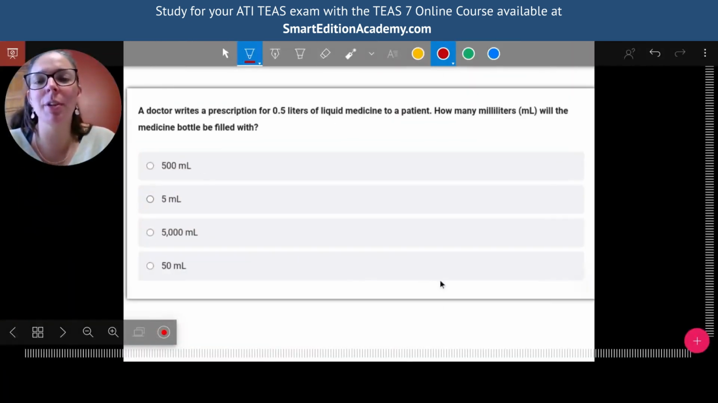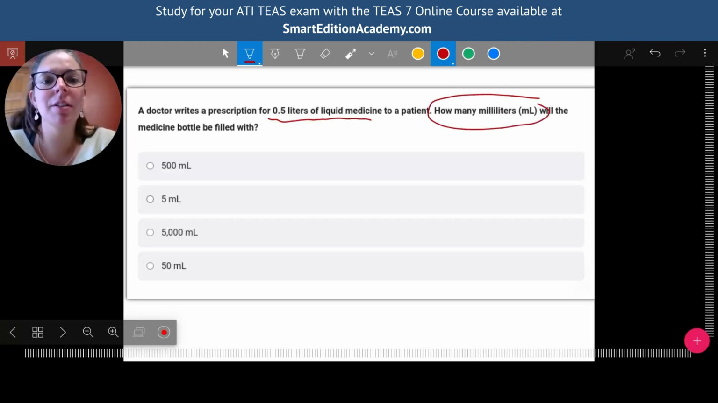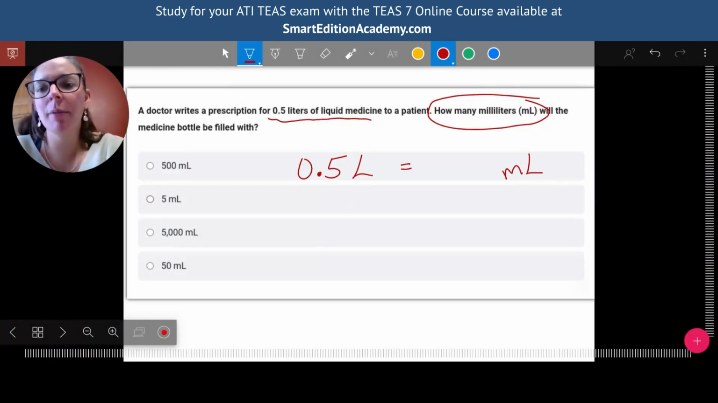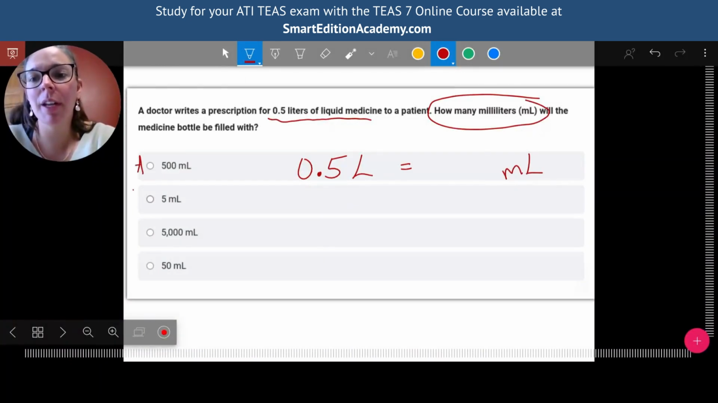A doctor writes a prescription for 0.5 liters of liquid medicine to a patient. How many milliliters would the medicine bottle be filled with? So let's see what we're given. We're given 0.5 liters of liquid medicine, and we want to know how many milliliters it's going to be filled with. So this question is essentially just asking you to take 0.5 liters and convert it to milliliters. Okay, so go ahead and drop in the chat what you think the answer is. You could just put A, B, C, and D if that's easier for you.